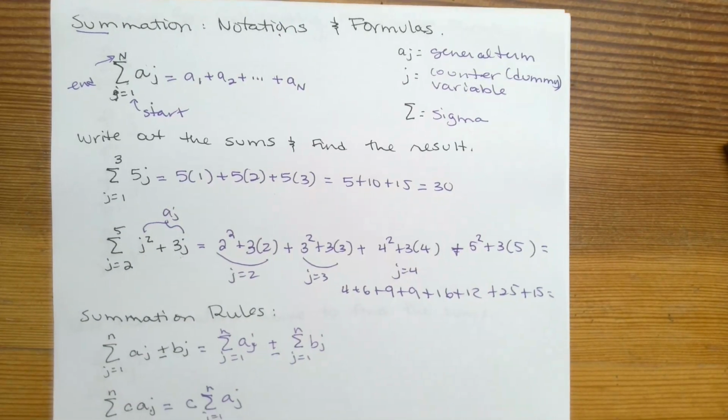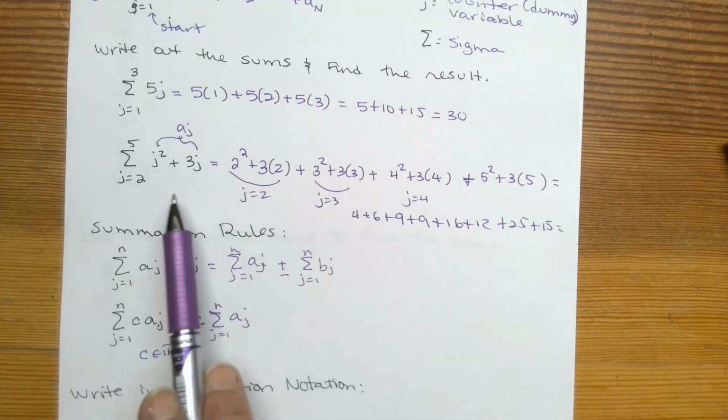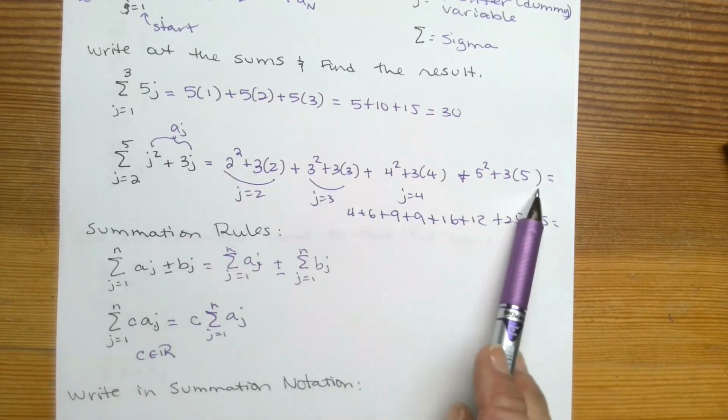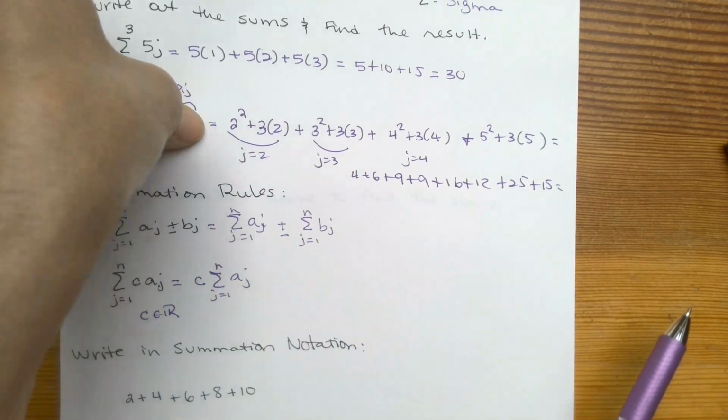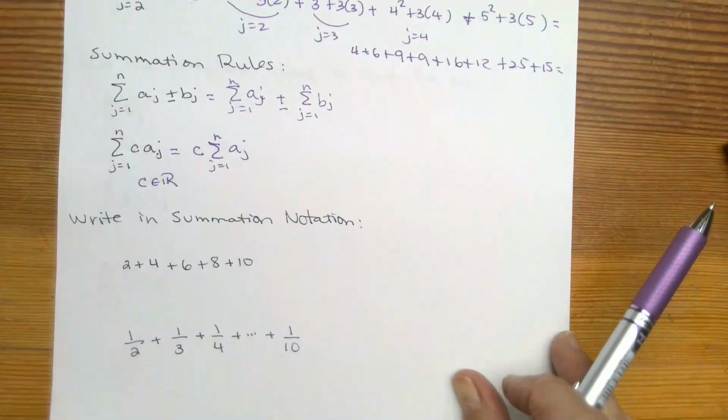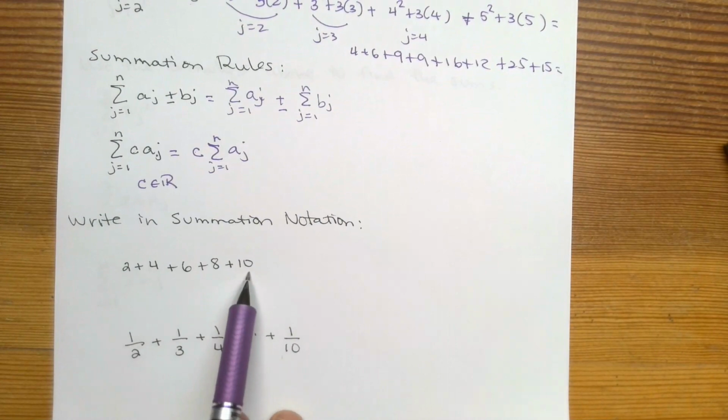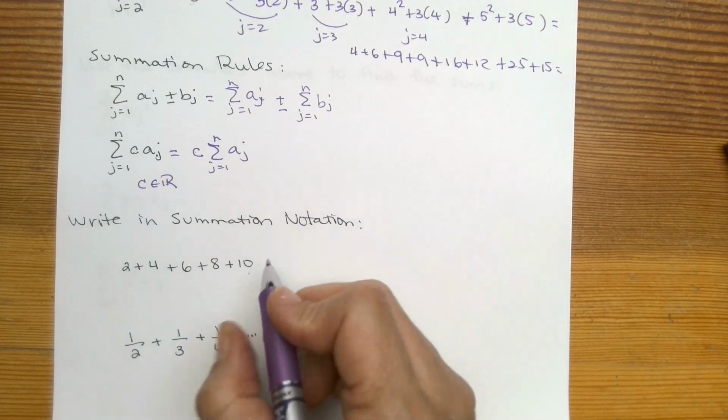So that is what it looks like when we get the general term and we have to write out the sum. But now a good practice is we have this series, the addition written out, and we want to write it in summation notation. So we need to know where to start, where to end, and what that general term is.